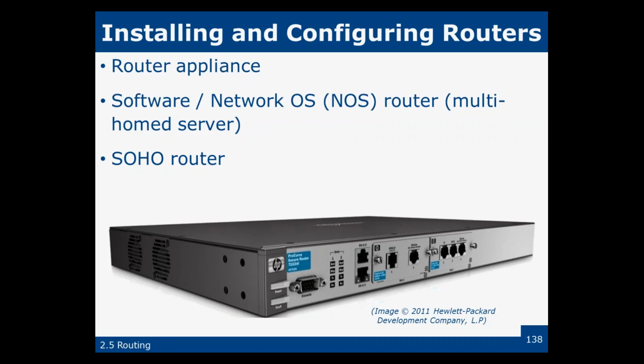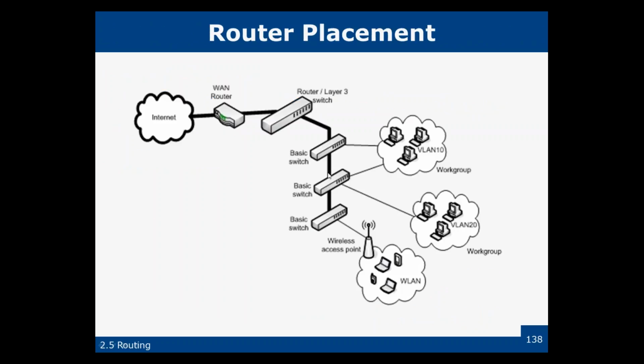Telnet is not a secure protocol. It is not encrypted at all. SSH is secure shell. It does create a secure link when you're managing the computer. Router placement becomes an issue. Where are we going to put them? How are we going to manage these things?